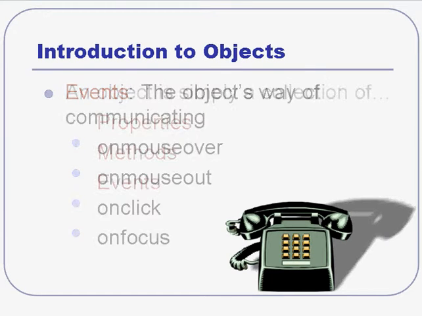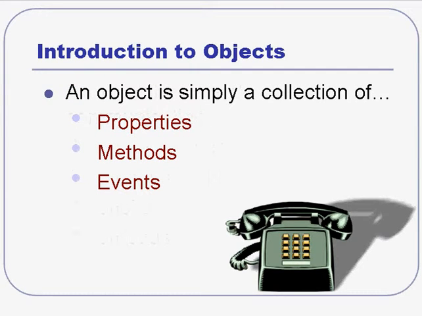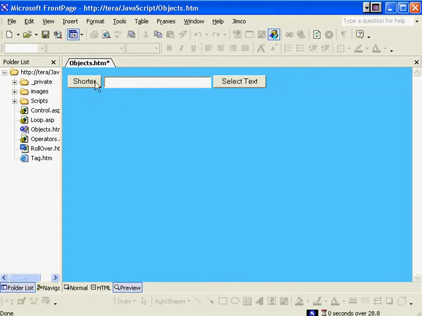So as we see, objects really are simply a collection of properties, methods, and events. Objects can also be containers. We've already seen the concept of an object being a container with our text box. A text box really is nothing more than a container that contains the text that we type into it. But there are many other objects that are also containers. Not every object is a container, but many of the objects that we work with are containers.